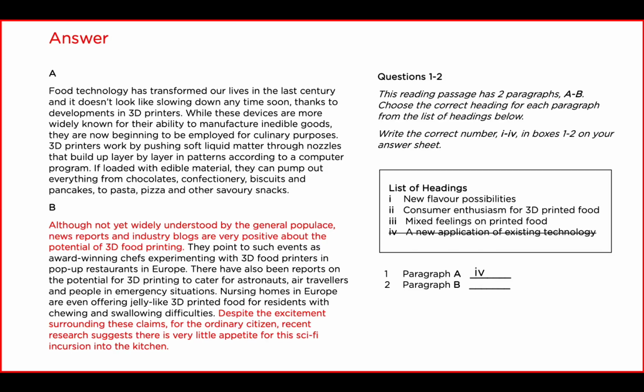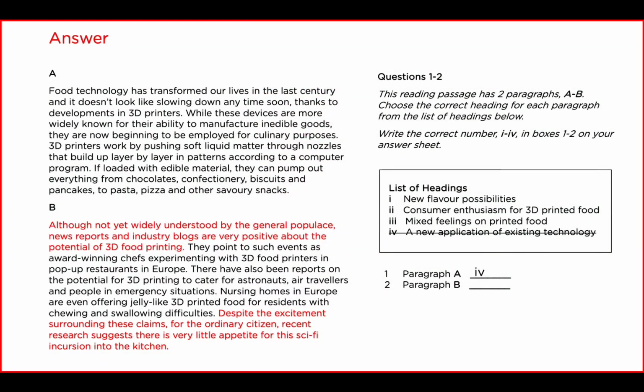So paragraph B started like this: although not yet widely understood by the general populace, news reports and industry blogs are very positive about the potential of 3D food printing. So the general population doesn't really get it, but some people are really positive about it. It goes on through the body there to explain how people are positive about it. And then it ends: despite the excitement surrounding these claims, for the ordinary citizen, recent research suggests there is very little appetite for this sci-fi incursion into the kitchen. Now those words despite and although are a very good indication of what the answer is.